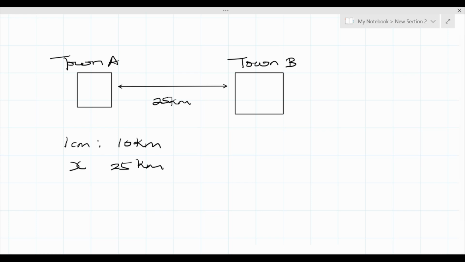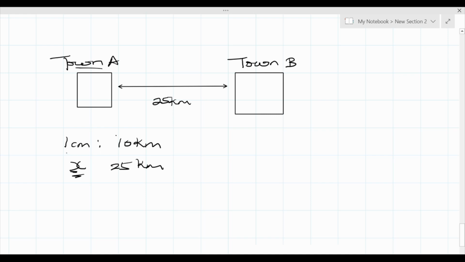So here we have 2 towns, and I like to say to you guys, if you draw it up, create a little mock-up or a little drawing or something, it helps you to better understand it. So here I have town A, and this is town B, and the distance between them is 25 kilometers. We know that. And they give us the scale, so 1 centimeter to 10 kilometers. Now we need to find out what the x represents there. So we are being asked to find x, which is the distance on the map.